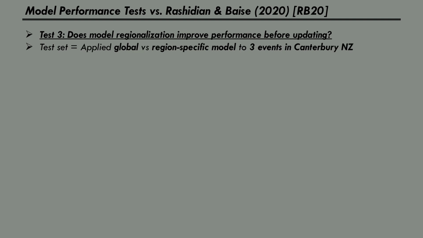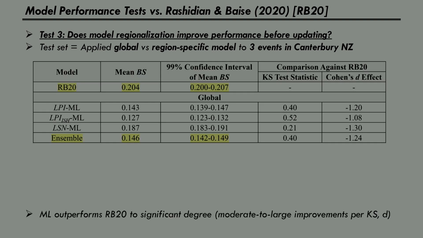The third and final question was, does regionalization improve performance before updating? And so we have taken our global model that I've talked about so far, and we compared it to our New Zealand model for 3 New Zealand earthquakes. And the machine learning model, the global model, again, it seems to significantly outperform RB20. I should mention that a number of these tests have different types of bias, and so these tests are not fully unbiased. It's just difficult to exactly quantify, but so we have to take this with a grain of salt.